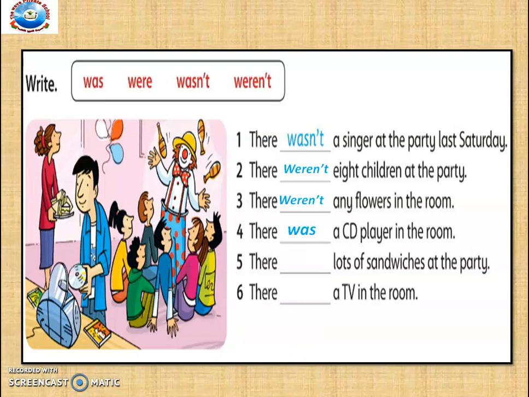There dash lots of sandwiches at the party. You can see Mom coming with sandwiches. So there were lots of sandwiches at the party. There dash a TV in the room. There is no TV in the room. So there wasn't a TV in the room. So hope these exercises are clear. Now let's go to page number 88.